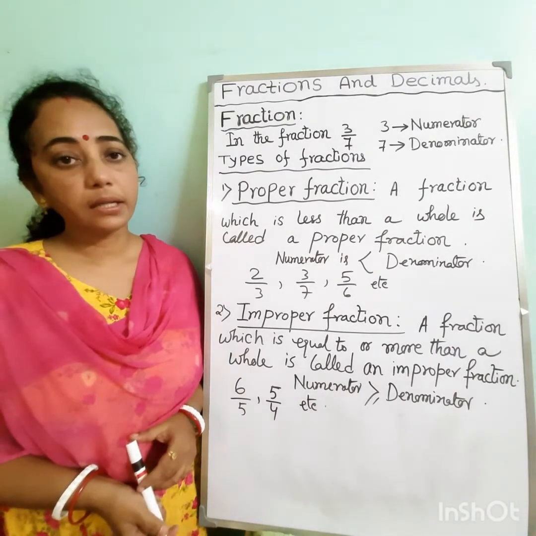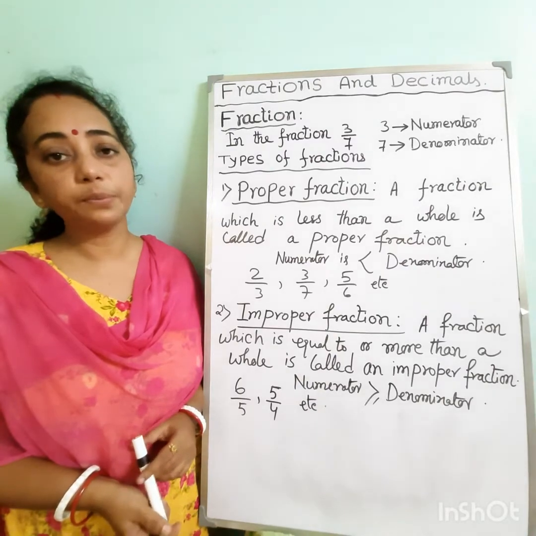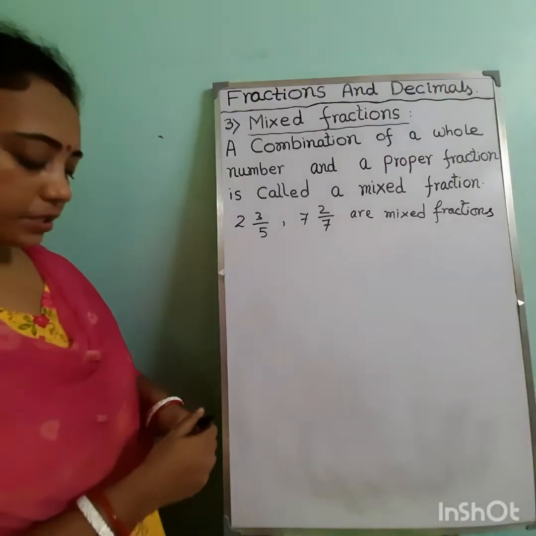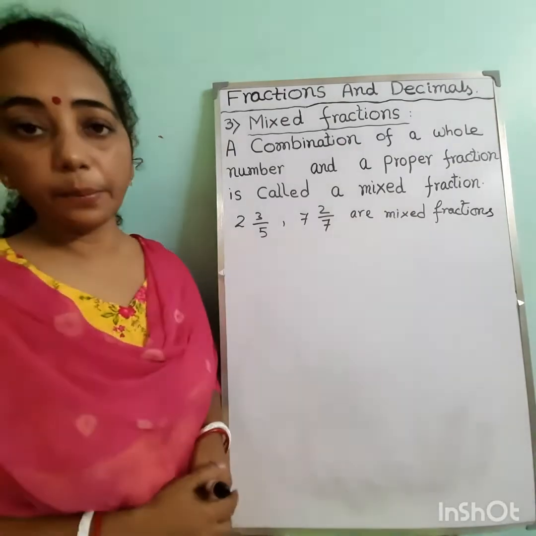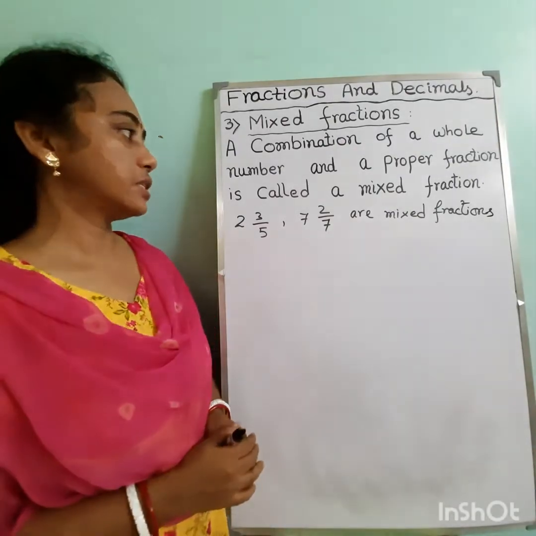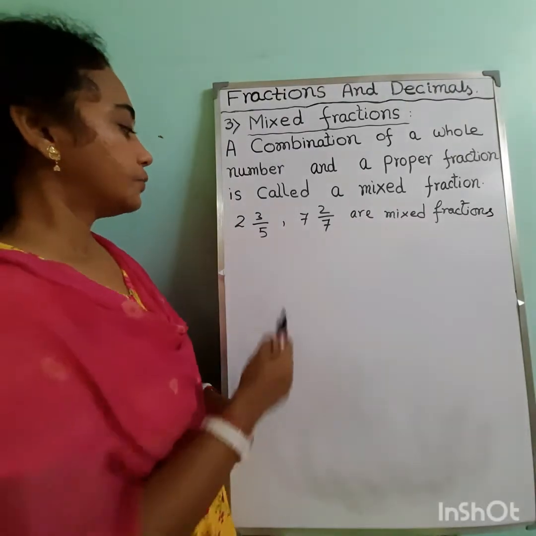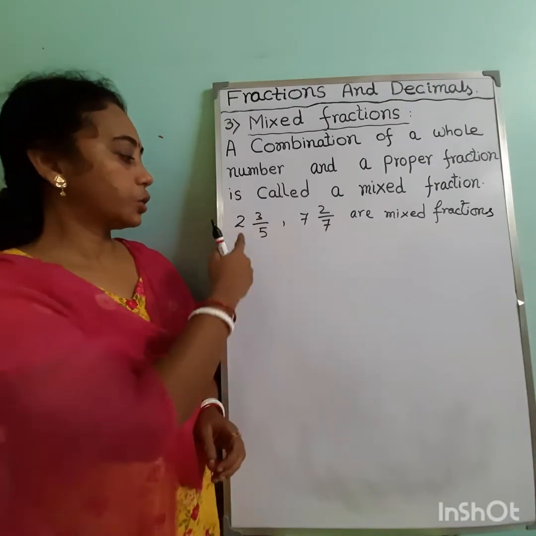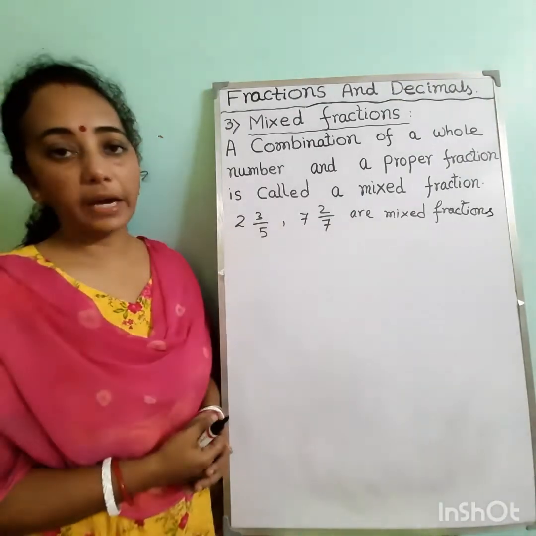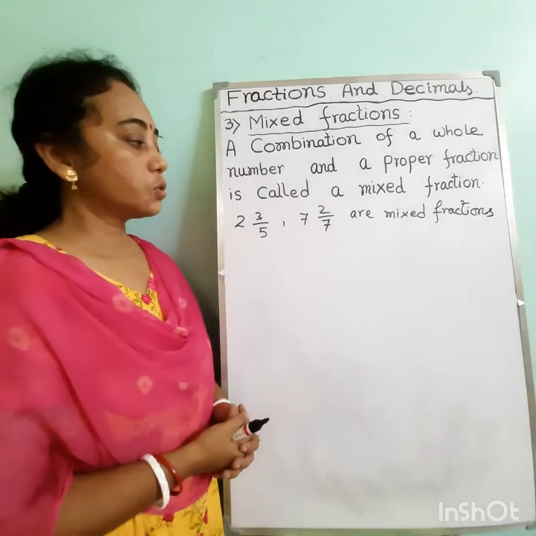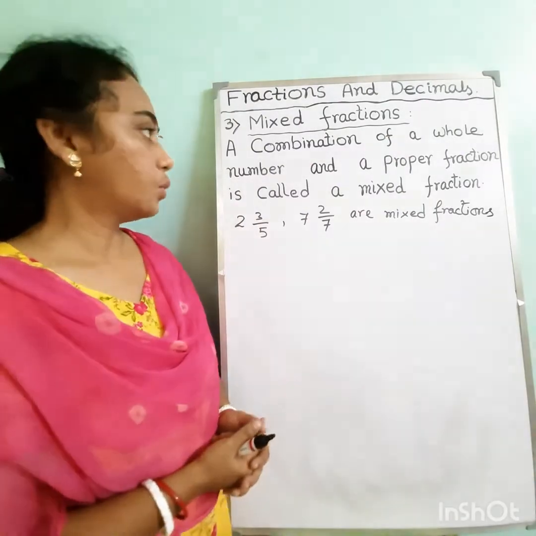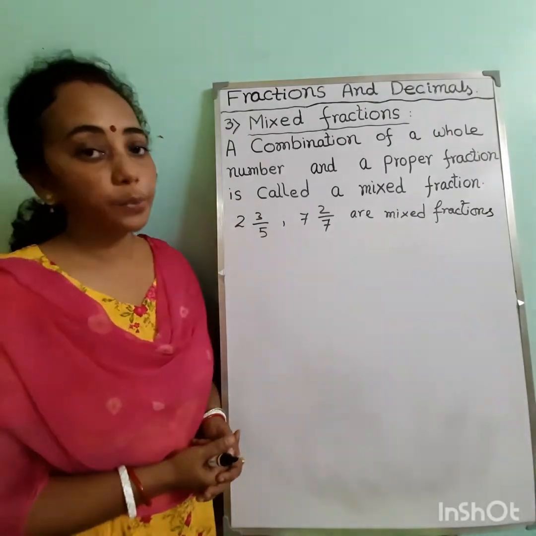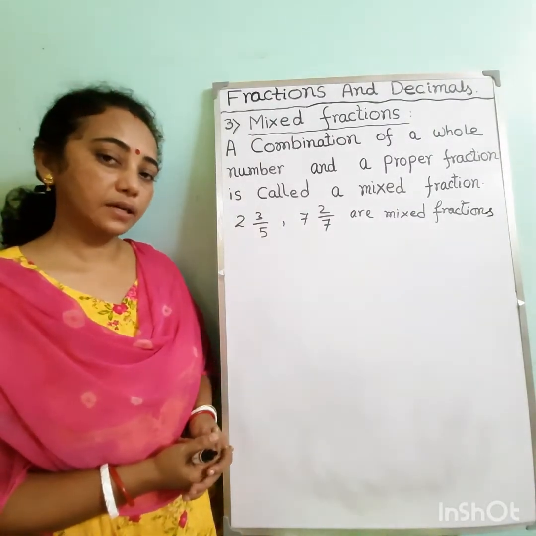Now let's see the next type, mixed fractions. A combination of a whole number and a proper fraction is called a mixed fraction. For example, 2 whole 3/5, 7 whole 2/7. Here 2 is the whole number and 3/5 is the proper fraction. Now an improper fraction can be expressed as a mixed fraction.